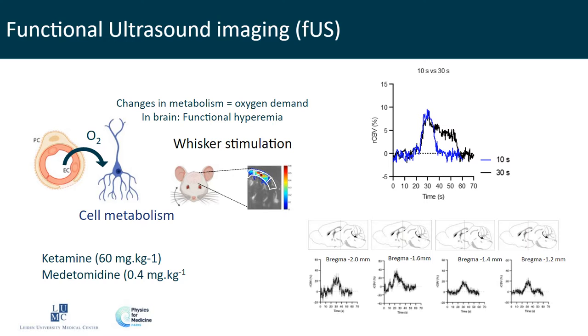What you see on the right, in the blue curve, is the 10-second stimulation, and in black, the 30-second stimulation. Immediately you can see that there is a difference in terms of signal, due of course to the time, but also that the higher activity is found in the first 10 seconds, and then there is a slight decrease in blood volume, right? That means a change in activity in the response. So you really have to define which stimulation time you use when you want to study a mouse model.